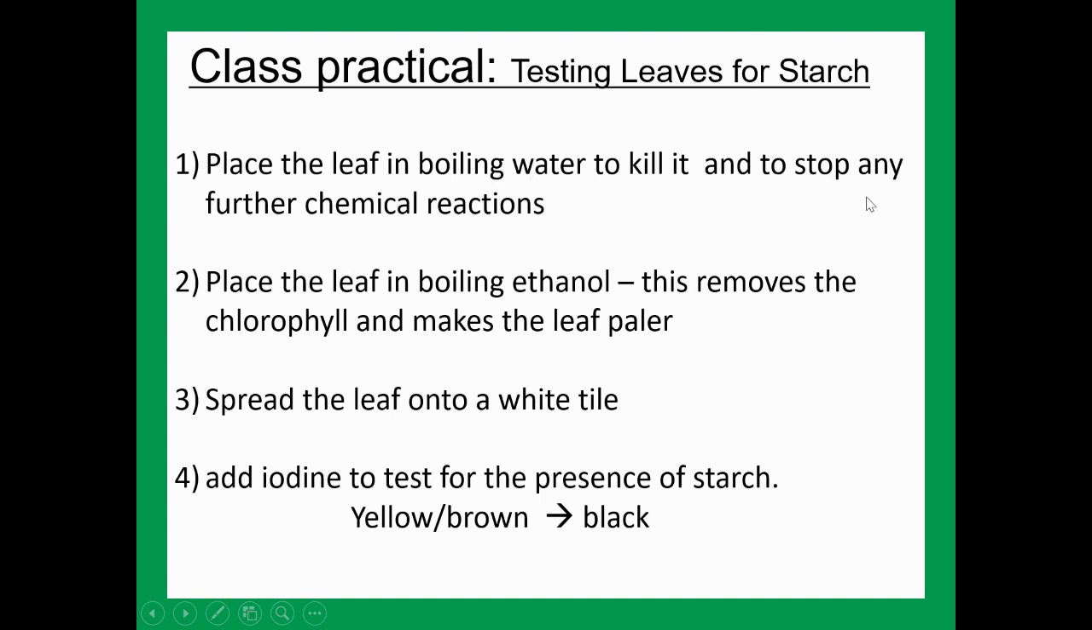You do need to know the point of the stages, especially 1, 2, and 4. You need to know that iodine is the test for starch, but you also need to know that you must boil the leaf first, and then you put it in ethanol to remove the chlorophyll.